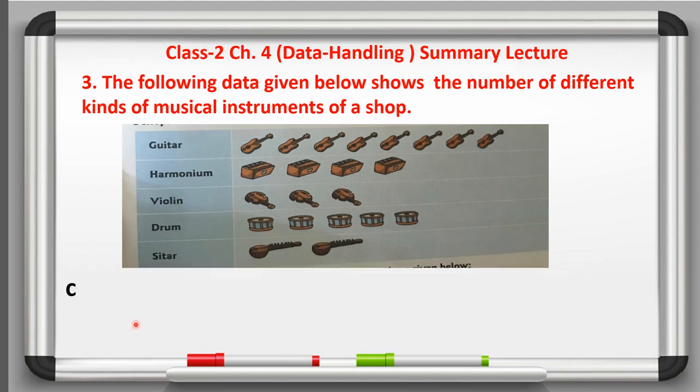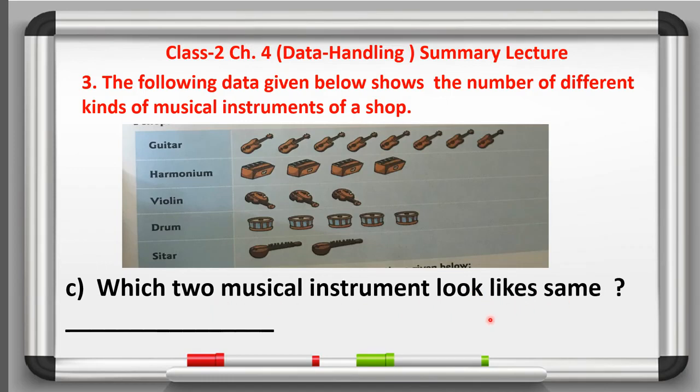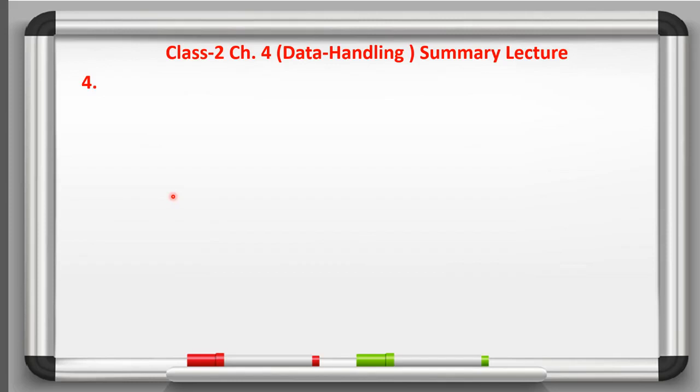Now in C part, it is given which two musical instruments look the same. Look the same का क्या मतलब होता है बेटा? जो एक जैसे दिखते हैं, ठीक है? So you can see this guitar and this violin both look the same. ये एक जैसे दिखते हैं. So here we will write the spelling of both guitar and violin. Guitar, and violin. Okay. Now question number 4.